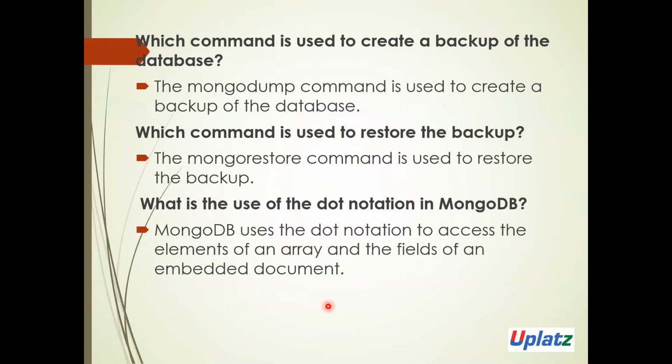How can we create a backup? That is nothing but mongodump. This is one of the commands we can use to create a backup in MongoDB. What is the command to restore the backup? The mongorestore command is used to restore the backup. These two commands are very important for an administrator, and this question is most expected. What is the use of dot notation? To access an element either in an array or a field in an embedded document.